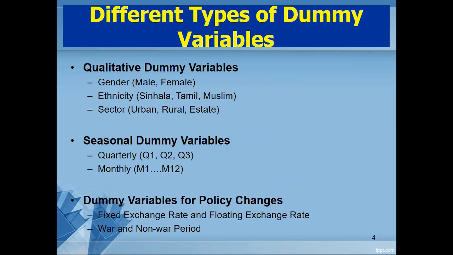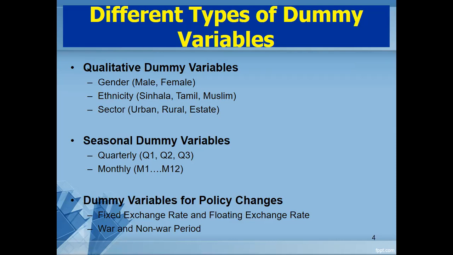Then the types of the dummy variable. We can recognize different types of dummy variable in relation to different scenarios. For example, we have the qualitative dummy variables, maybe gender, ethnicity, sectors, education levels, or maybe poverty levels. Those are qualitative dummy variables.